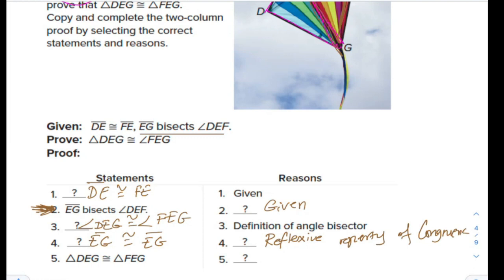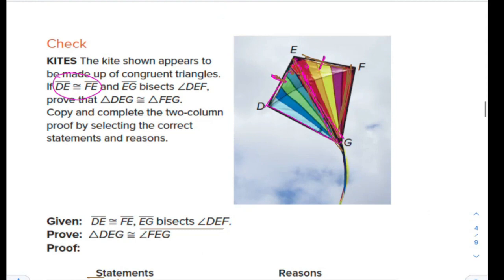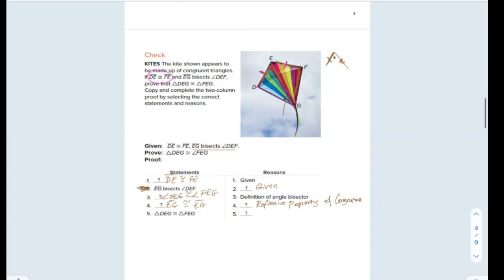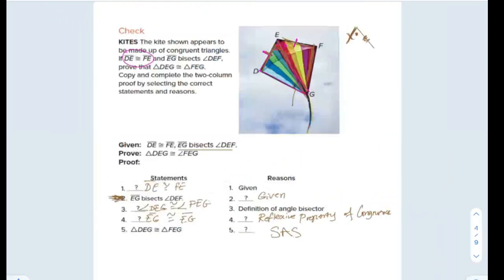So we have now side, then angle, then another side. This is side, angle, side. The angle is between them, not any angle. If you are talking about this other angle, it is not beneficial for us. So the theorem we have used is side, angle, side. Done.